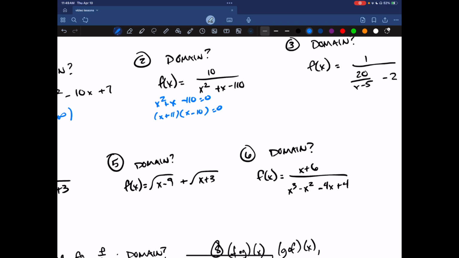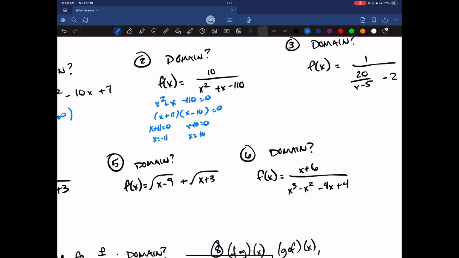You're going to set each one of those equal to 0, and when you do, you're going to find that x is equal to, let me just show you. I got x plus 11 equals 0, so that's going to be x equals negative 11. x minus 10 equals 0, so that's going to be x equals positive 10. And so those are where the holes in your domain are going to be.